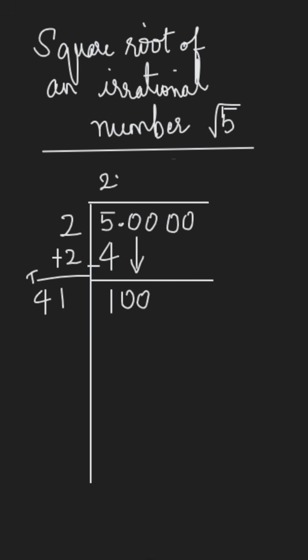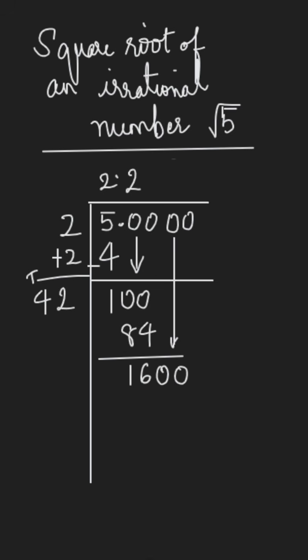Now if I choose 1 and multiply it with 1, I get 41, which is way less than 100. So now I'll choose 2 because if I multiply it with 2, I get 84. So I write 42 times 2 is 84. Then I get 16. Then I bring the pair of zeros down. So I get 1600.